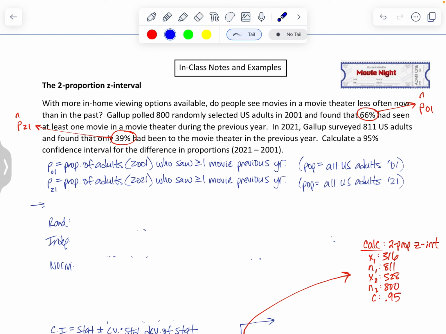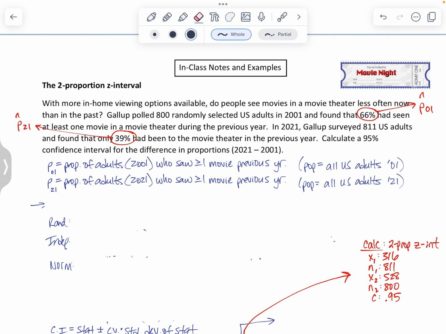I am defining my p from 01 as the population of adults in 2001 who saw at least one movie, is what the wording of the question says, in the previous year. And that population where the sample was taken in 2001 was from U.S. adults, okay? And I'm going to define, it's literally a copy paste, a p from 2021, and my acronym, or my little subscript, is 21 there for 21. And the population is almost the exact same, but it's from 2021, okay?